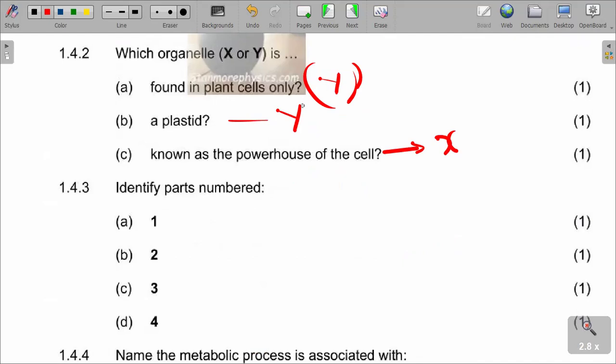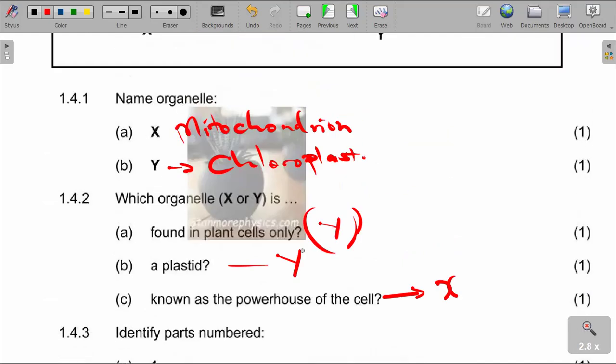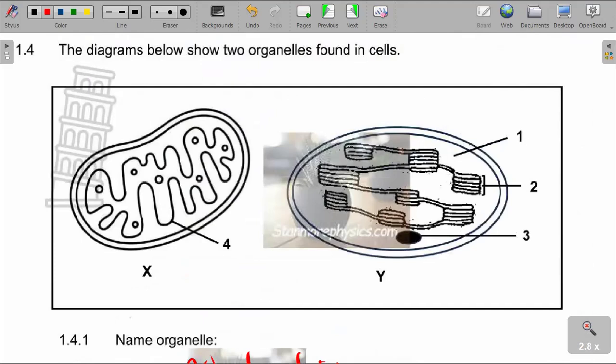Identify parts numbered 1, 2, 3, 4. If we look at these structures, 1 identifies the stroma, 2 identifies the granum, and 3 identifies the starch granule.